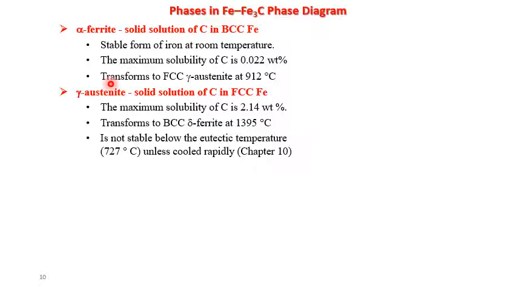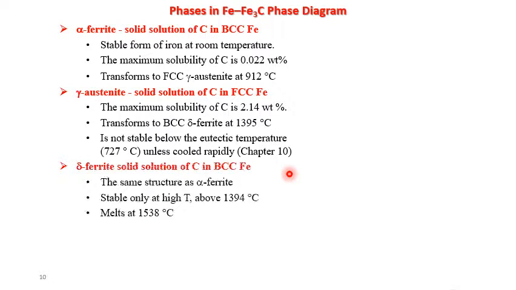Next is gamma austenite, which is FCC in structure. The maximum solubility is 2.14% at 1148 degrees Celsius. It transforms to BCC, that is delta ferrite, at 1395 degrees Celsius. This austenite is not stable at room temperature, so it will dissociate into alpha plus Fe3C at room temperature. In order to stabilize it at room temperature, we need to add alloying elements so that we can have an FCC structure which is fairly ductile and non-magnetic in nature.